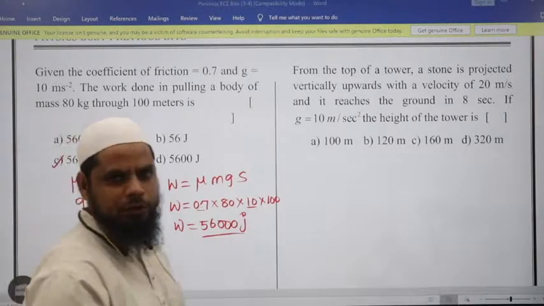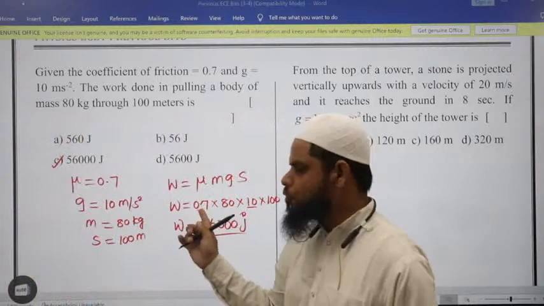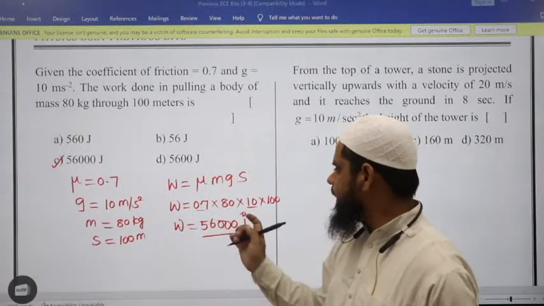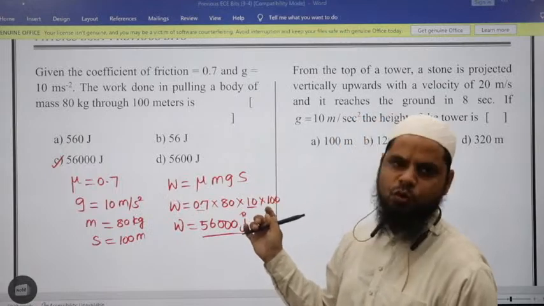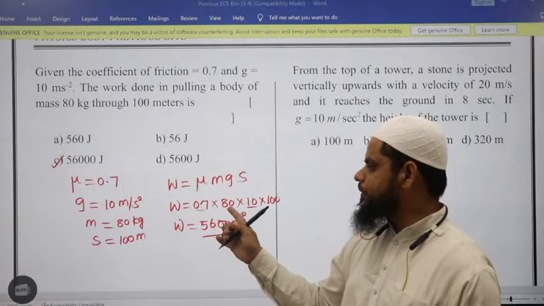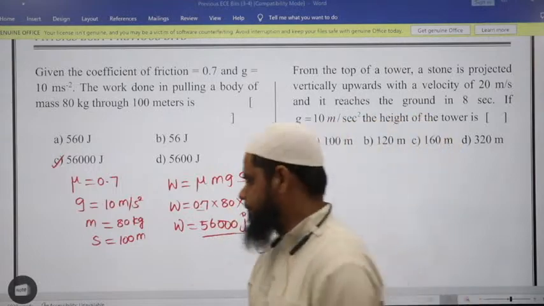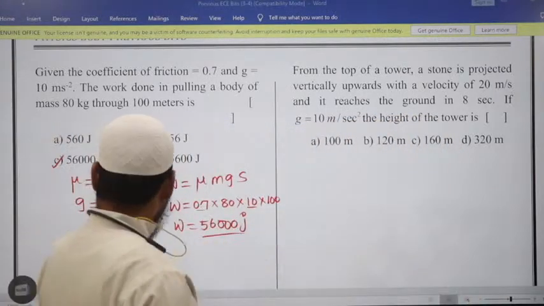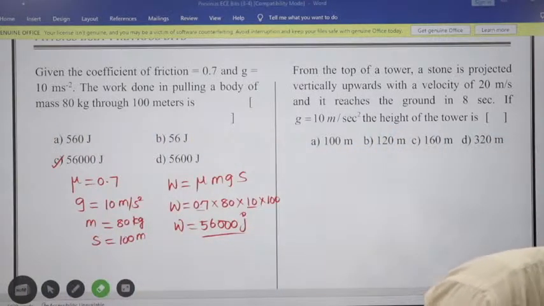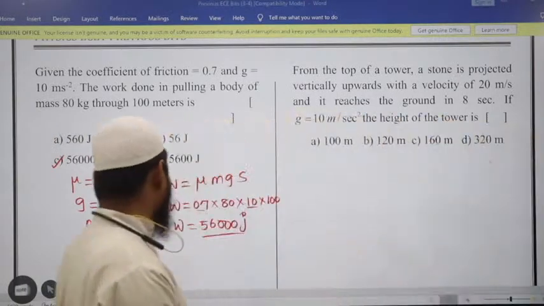Is that clear? W is equal to mu mgs. Mu value 0.7, mass is 80 and g value 10 and displacement is 10 square, nothing but 100. 0.7 into 10, 7. 7 into 8, 56 and 3 zeros are there. Fine. Very good. Savya got the answer. Good, good trying.